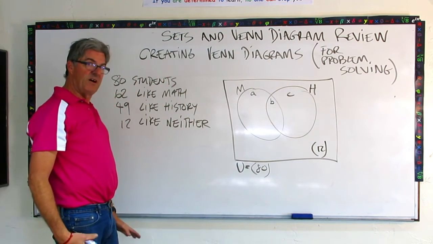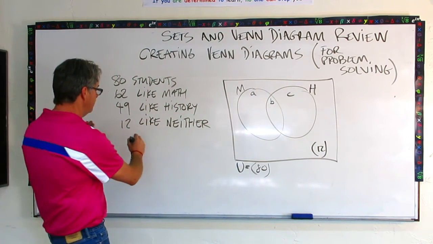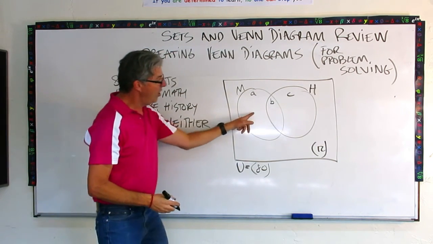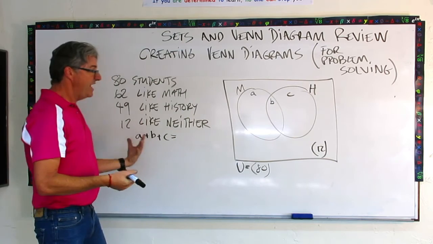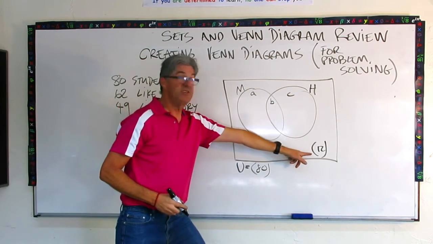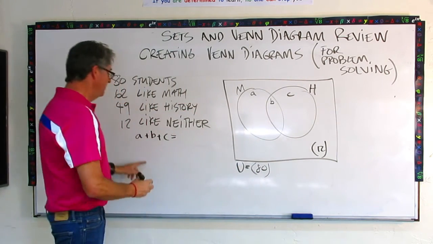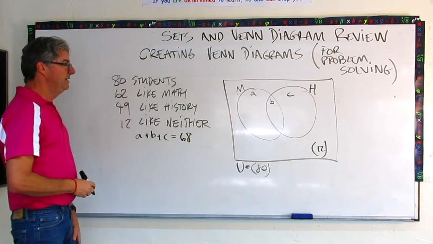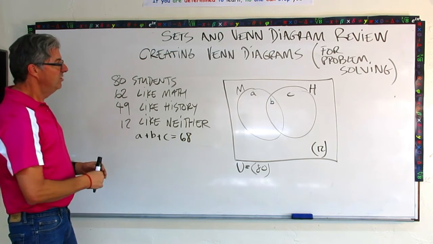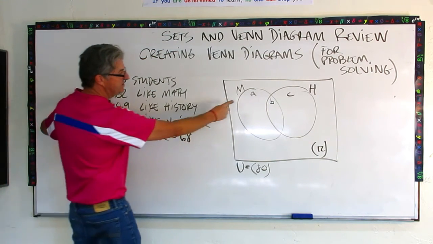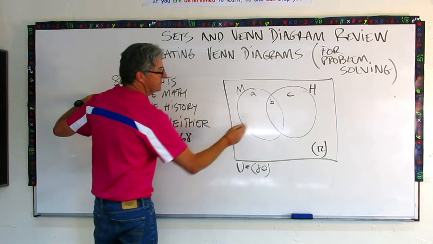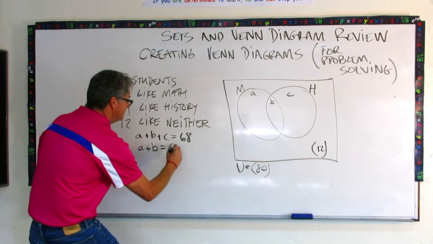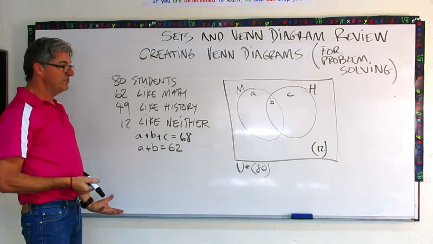Okay? All right, so I needed that because now I can write A plus B plus C. That is all the numbers that go in these three regions. That's going to be 80 minus the 12 that aren't in those regions. So A plus B plus C equals 68. Now, we're almost there. We know that math, we have 62 people in both these areas. So we're going to get A plus B equals 62. Okay? So far, so good.